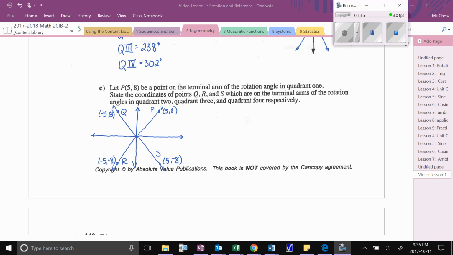If you're unsure, a diagram is always helpful, and you can see what happens when we draw those terminal arms of the rotation angles in the other quadrants. It is just a reflection into quadrants 2, 3, and 4 over the x and y axes.